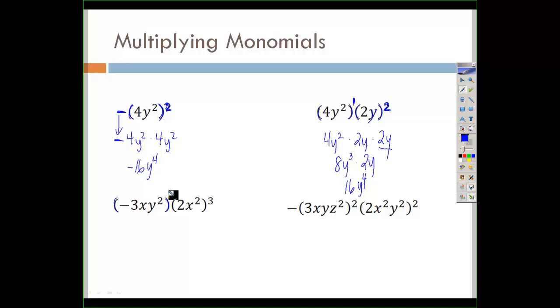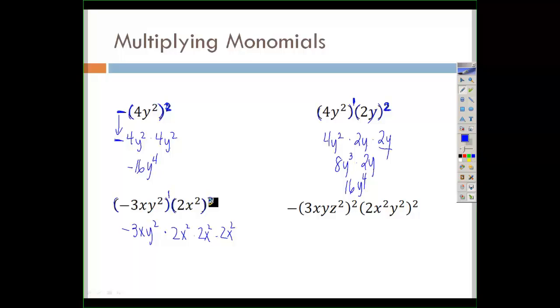Since it's to the first power, I'm going to rewrite it. Negative 3x y squared times. Now, I see 3 outside these parentheses. So everything in just those parentheses, I have to write down 3 times. Times 2x squared times 2x squared times 2x squared. That's what that 3 out there means. Okay, I'm going to have to show some work on this one, a lot of work on this one.